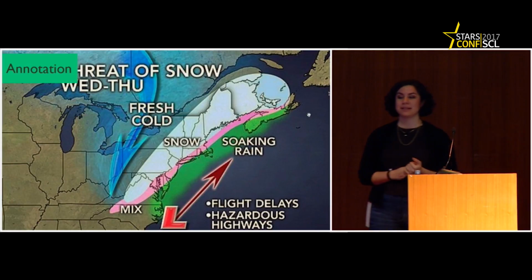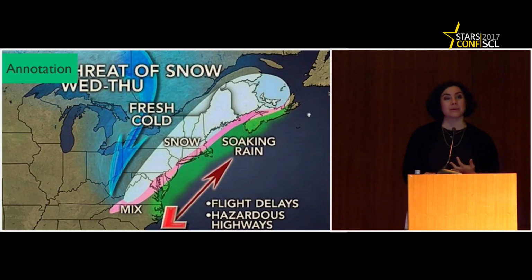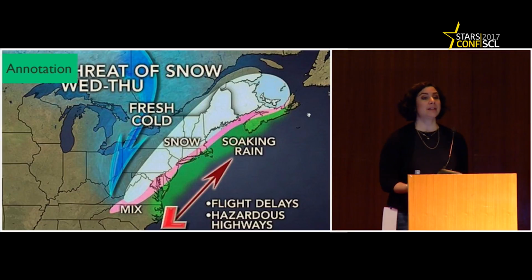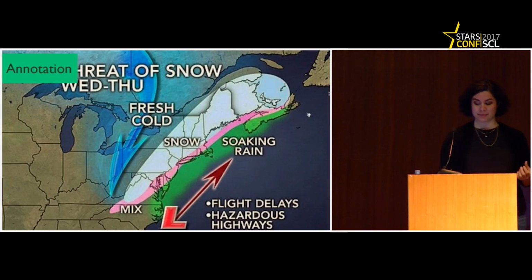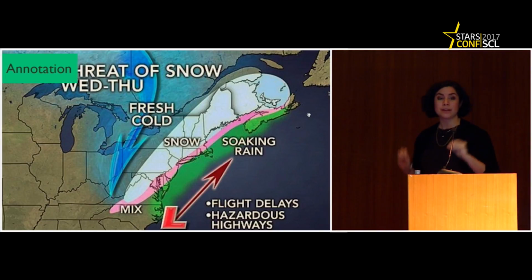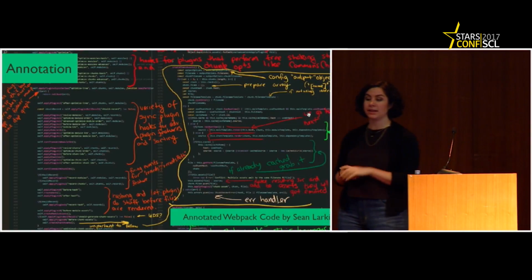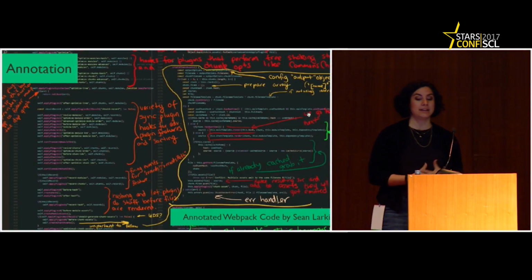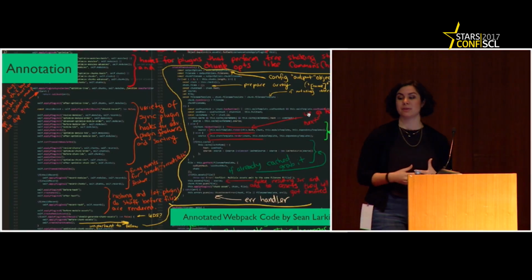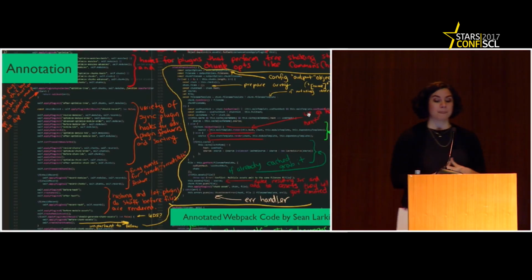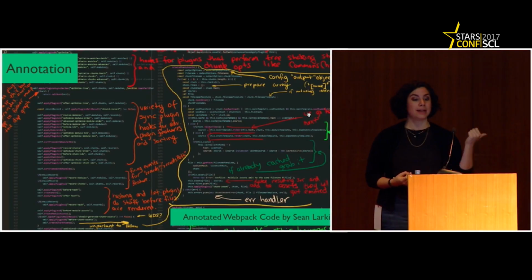So the important bits here stand out with labels and arrows showing directionality. Annotation is something that we can use in the dev world. Sean Larkin is a really good example of this. So Sean Larkin is working with Webpack. He really wants to make it more accessible and understandable for people to use. So in the same way that you can annotate the weather, you can annotate code.